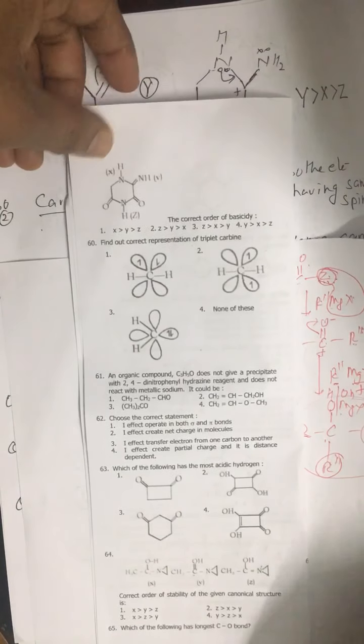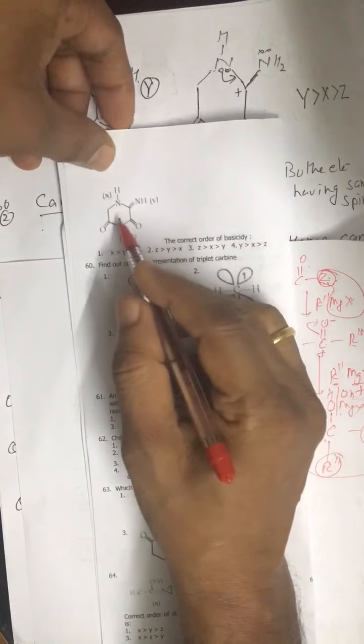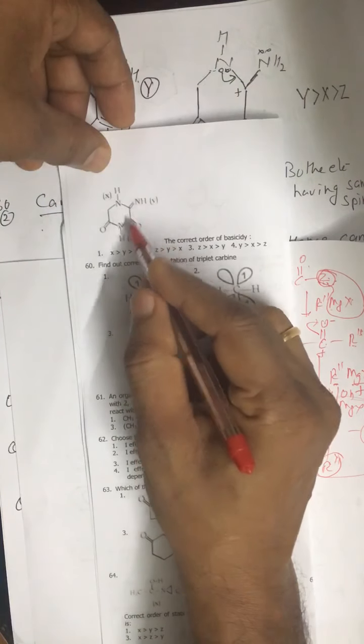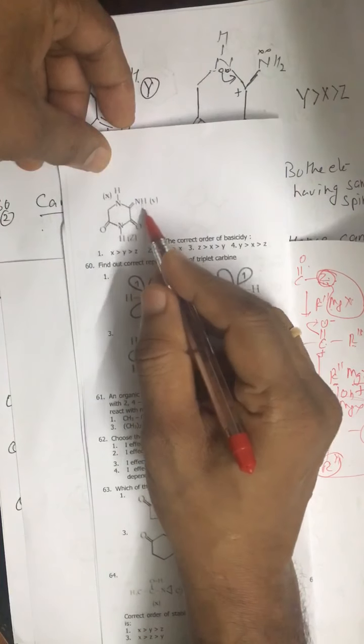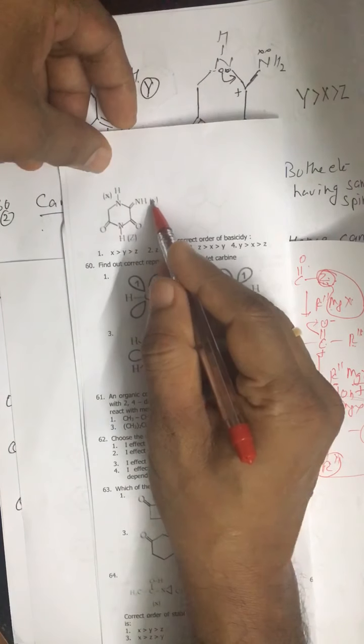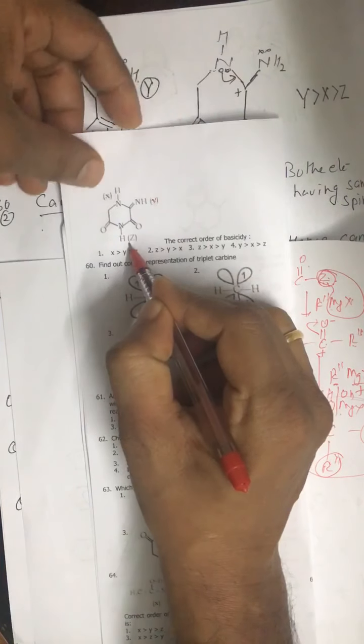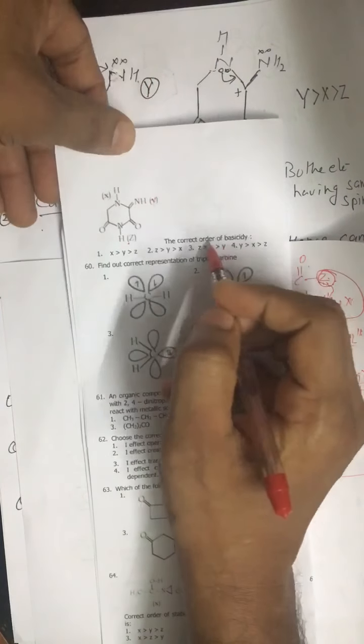Alright, look at question number 5.9. We are given the structure and we have 3 nitrogens. Obviously they have lone pairs of electrons. So one is named Y, one is named X and one is named Z. We have to compare their basic strength.